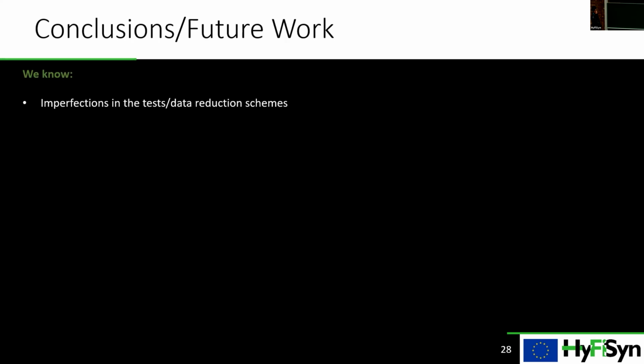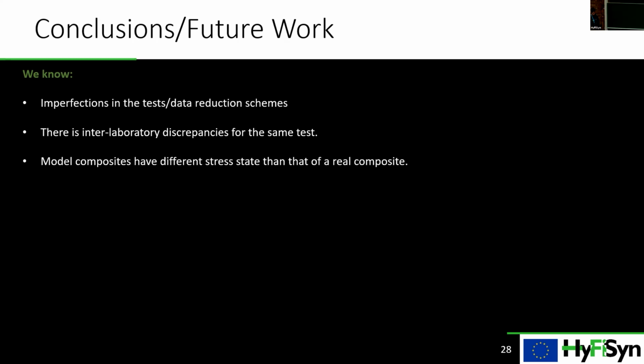So, conclusions. By far, we know that there are imperfections in the tests and in the data reduction schemes. And also there is a big variation in the data acquired on the same material system between different labs in the world. We should also consider that what we see in these single fiber micromechanical tests is somehow different from what will happen in the real composite. And these tests are highly stochastic in nature. So the more tests you do, the better results and the better idea you will have about your material system.